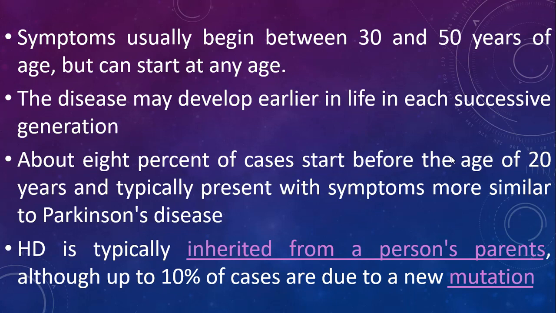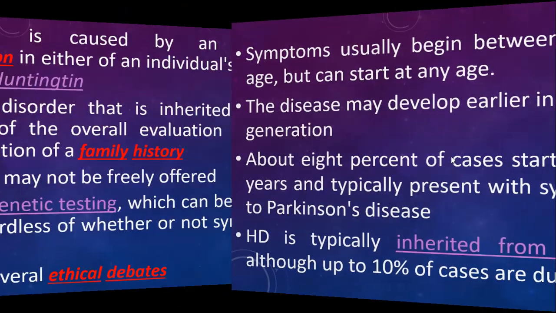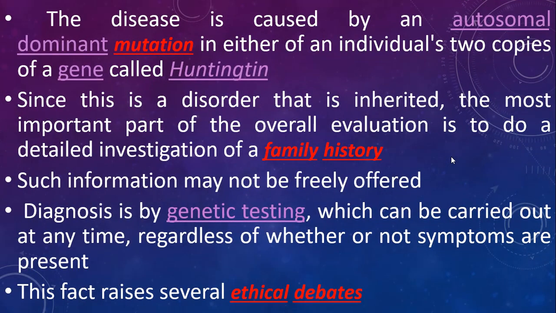The disease may develop earlier in life in each successive generation, and this is a very important point in genetics. About 8% of cases start before the age of 20 years and typically present with symptoms more similar to Parkinson's disease. HD is typically inherited from a person's parent, although up to 10% of cases are due to a new mutation. The disease is caused by an autosomal dominant mutation.